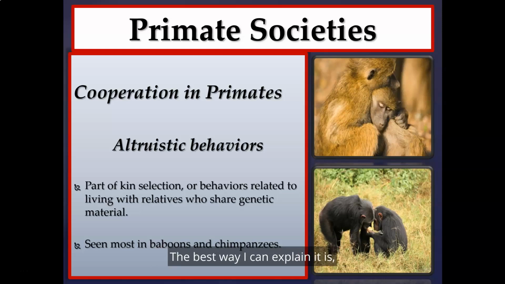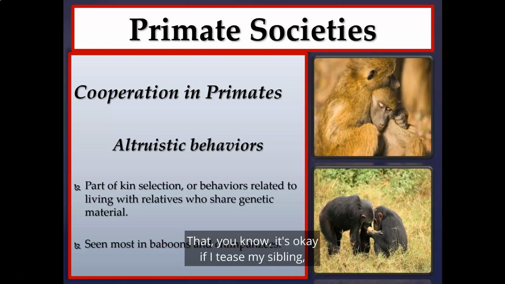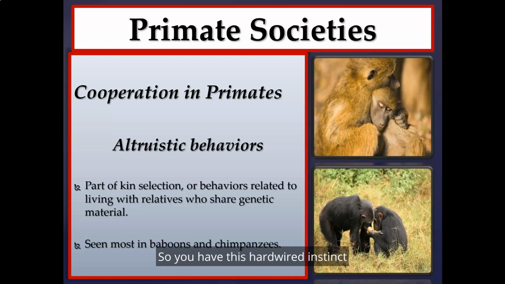The best way I can explain it is think back to when you were in middle school or even high school. If you went to school with a sibling or possibly even a cousin, you may have possibly given your sibling a little bit of a hard time and teased him or her. But the second somebody else does it, you get that instinct to protect them. It's okay if I tease my sibling, but if somebody else tries to do it that's not a family member, all of a sudden you go into that protective mode. So you have this hardwired instinct to protect those that you are related to.